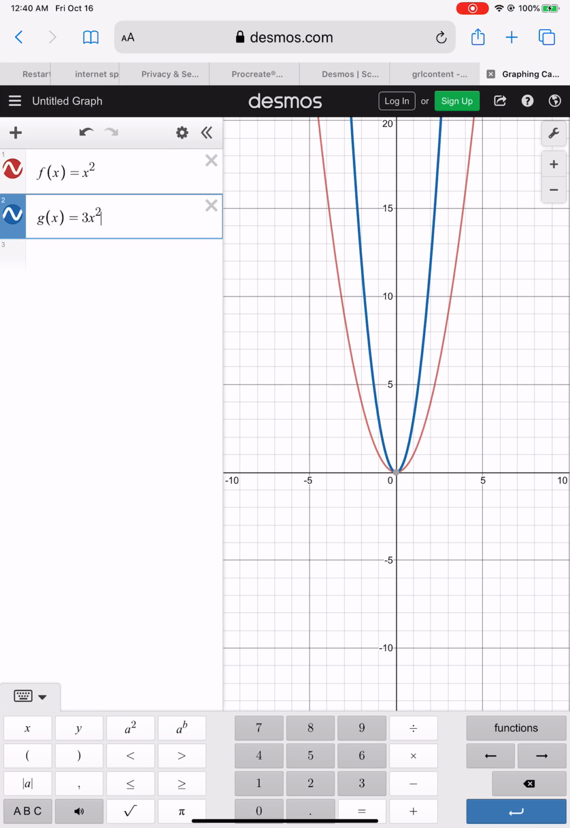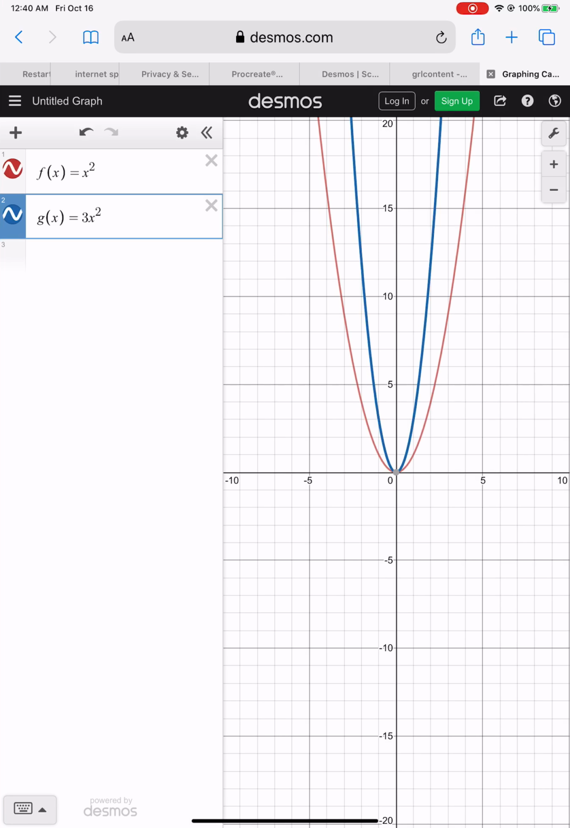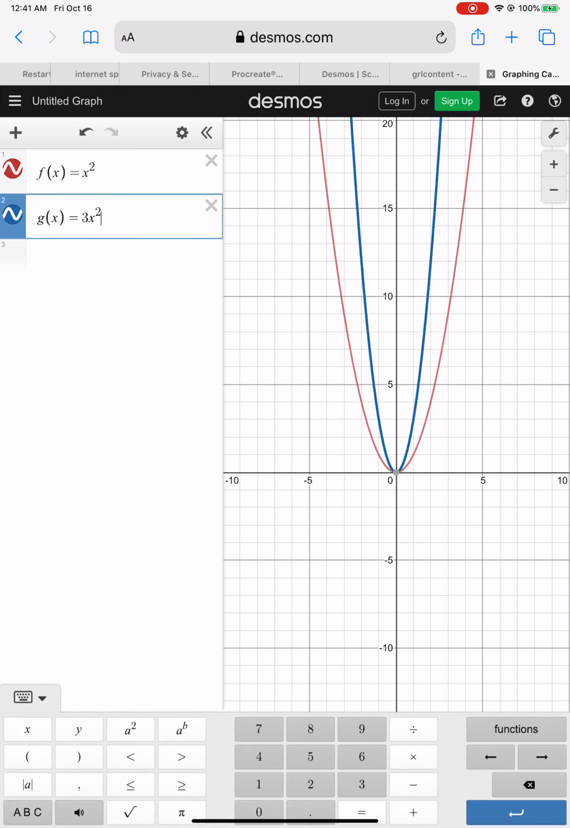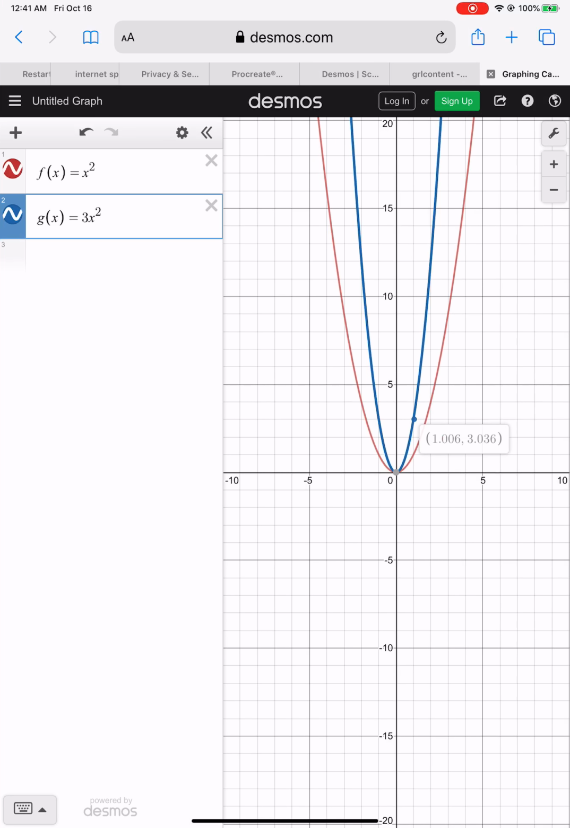Because when we have x squared and x equals 1, y is equal to 1. But if you have 3x squared, when x equals 1, y comes out as 3. So it's stretched 3 times. Same x equals 1, but the y value for x squared comes out as 1, while the g function comes out as 3, three times more than the f function.